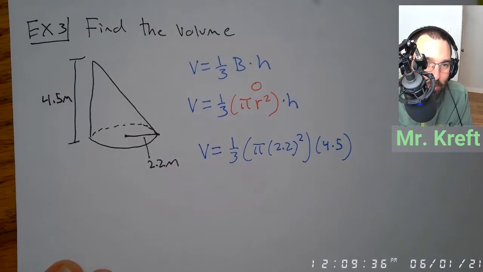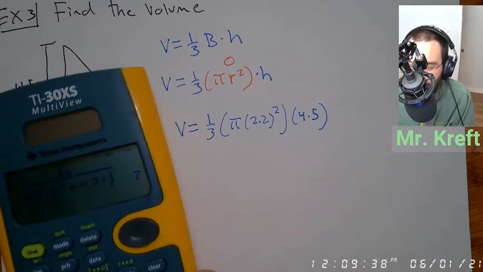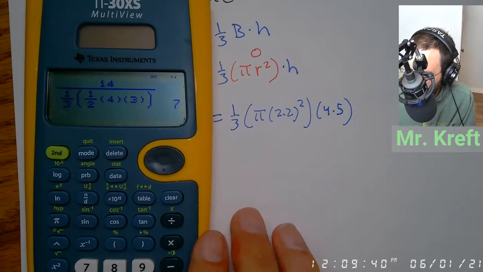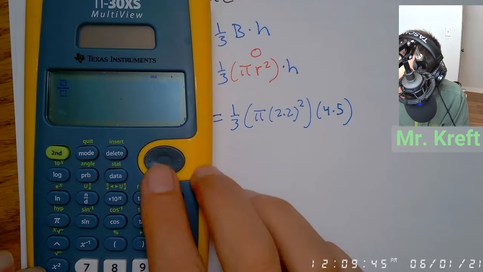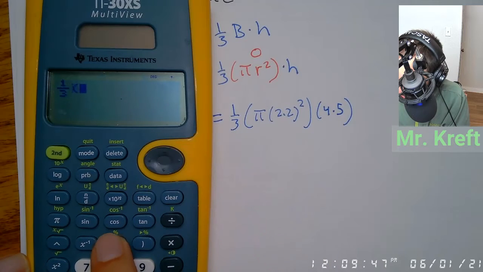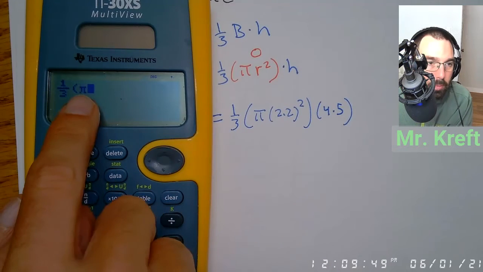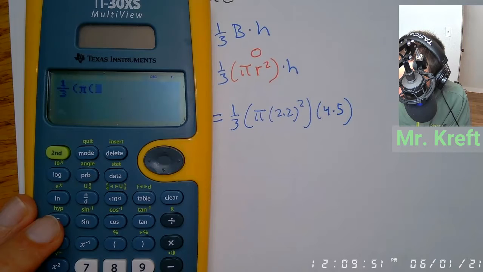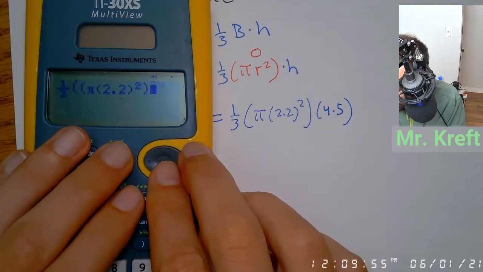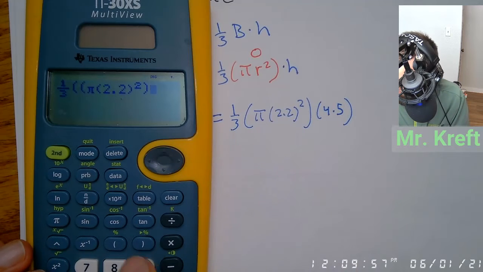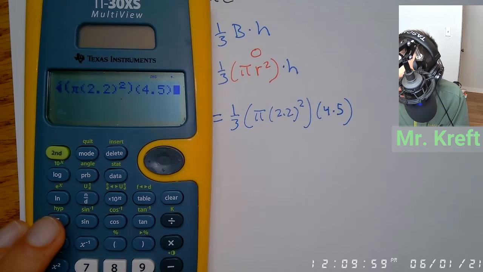Again, no one's asking any questions, so I hope this makes sense and you're doing just fine. I'm going to go ahead and type this into my calculator. So I have 1 divided by 3, and parentheses, and then we always use the pi button. And I have 2.2 quantity squared. Oops, I squared it twice. Got a little excited there. And then times 4.5.